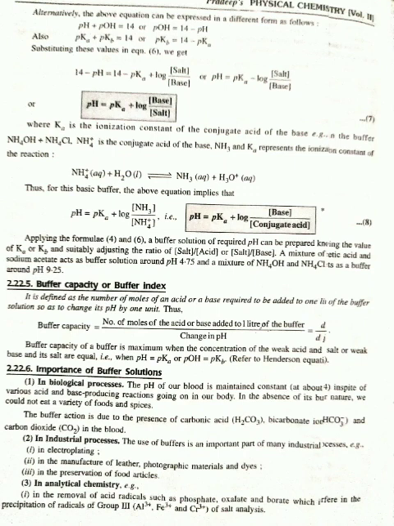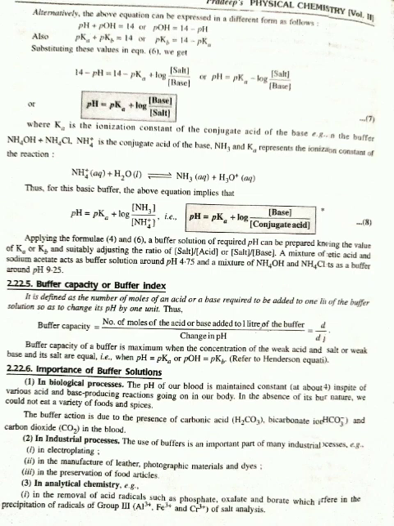The use of buffers is an important part of many industrial processes. Examples: first, in electroplating; second, in the manufacture of leather, photographic materials and dyes; third, in the preservation of food articles; fourth, in analytical chemistry. Examples: first, in the removal of acid radicals such as phosphate, oxalate, borate, which interfere in the precipitation of radicals of group 3 of salt analysis.